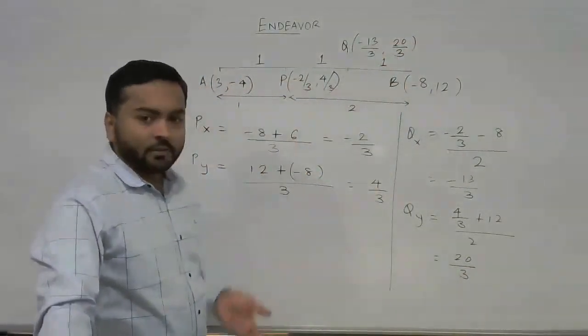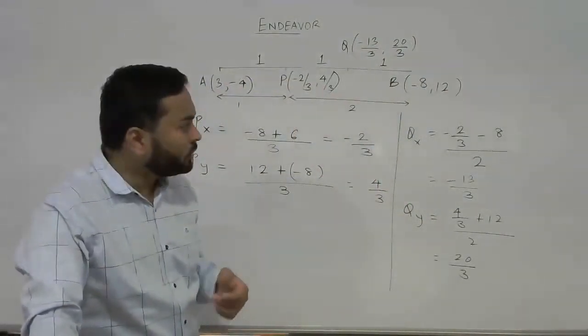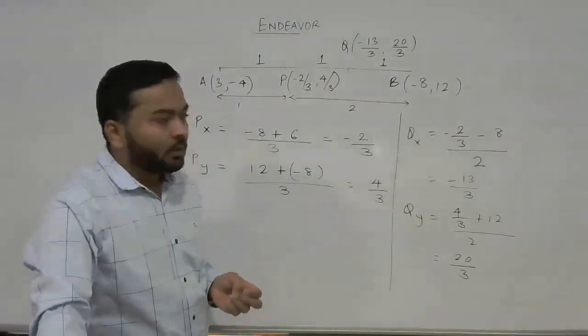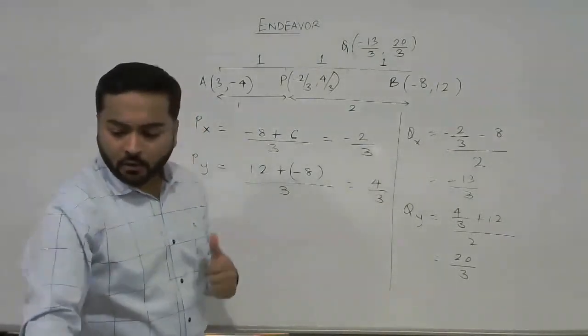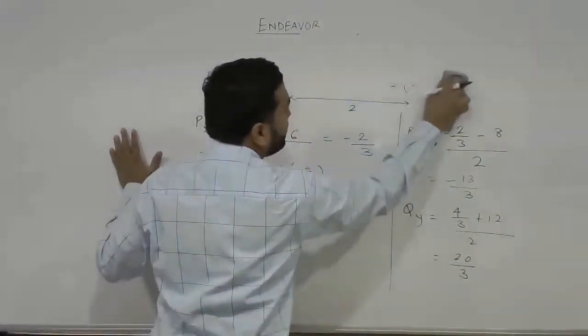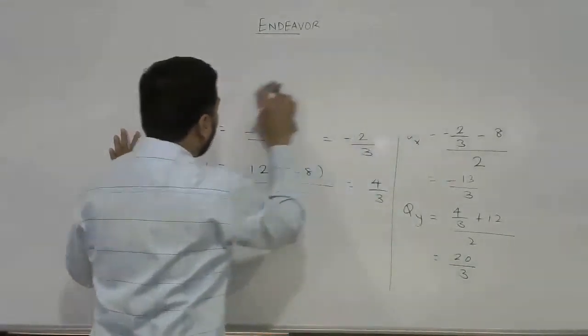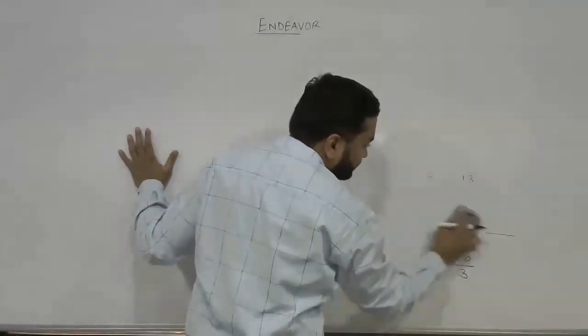You could have used the section formula, but I guess this would be a little faster. You just need to simply add the values, right? Yeah, so this was an application of the section formula. Now I will just give you one more question on the section formula. It's a little bit tricky question. Let's see if you are able to guess correctly.